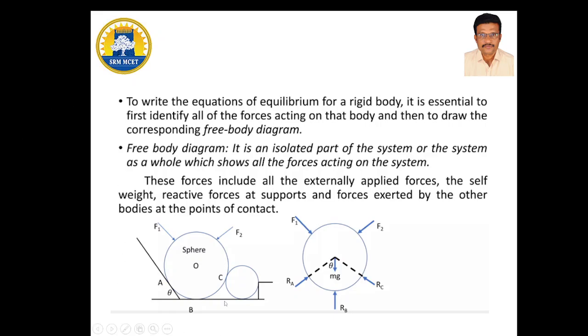Coming to this diagram, a sphere rests on the wall and the floor, and another small sphere rests on the first sphere. Two forces, F1 and F2, are acting at the top side. The reaction acting at point A on the bigger sphere will be RA, and the reaction acting at point C on the smaller sphere will be RC. Then the overall sphere weight is acting downwards, and it is mentioned as RB.